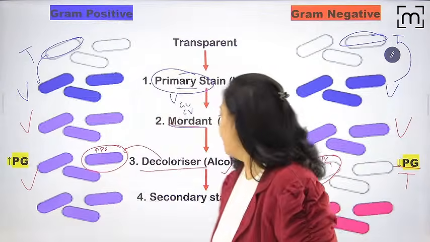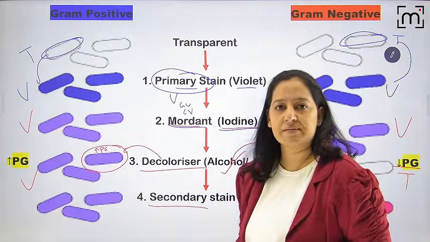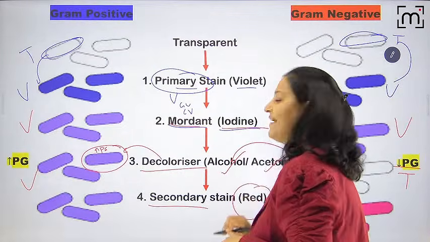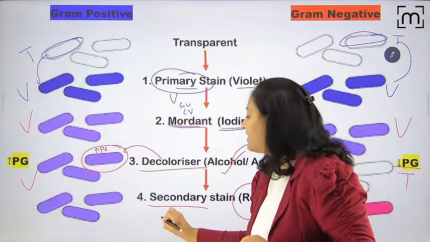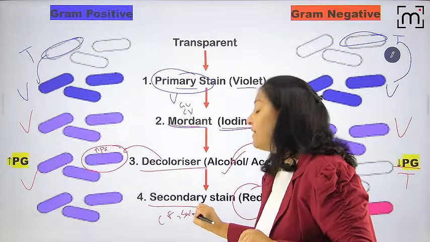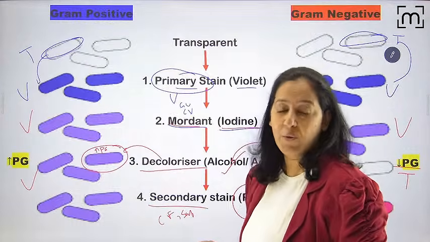Last step, step number 4. Use the secondary stain or counter stain. The secondary stain or counter stain is red in color. Any stain which is red in color. It can be carbol fuchsin, it can be safranin. Red stain is secondary stain, okay, or counter stain.